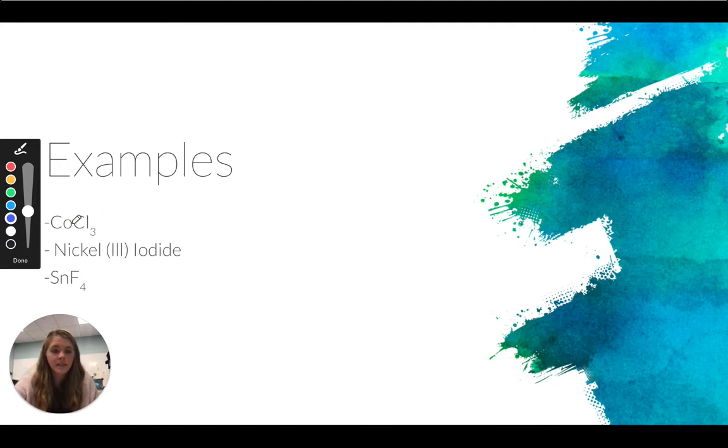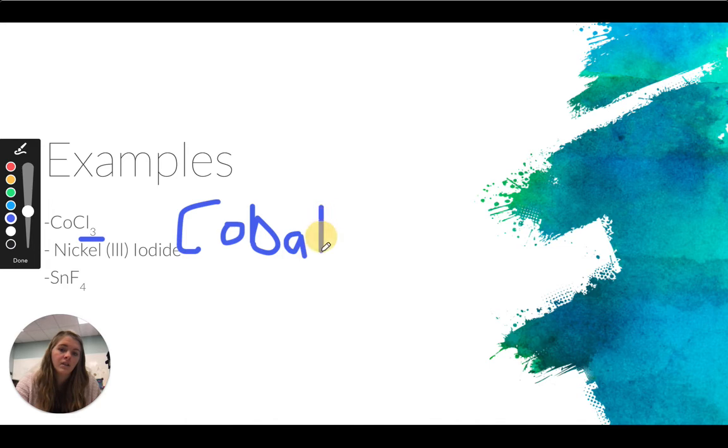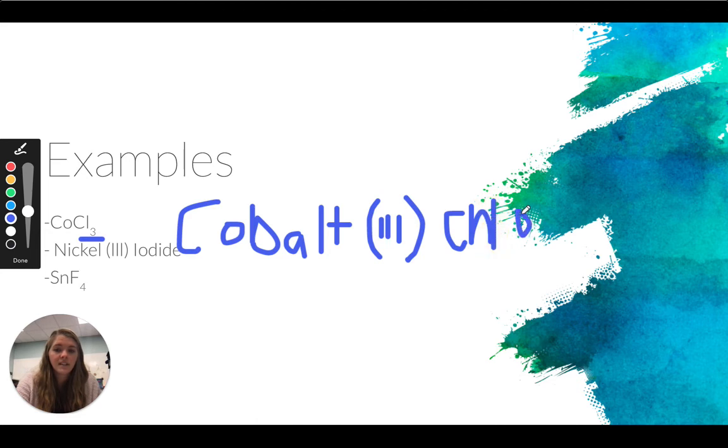So it's telling us that cobalt has a charge of 3. To name this, however, we're not just going to call it cobalt chloride because it doesn't denote that the charge is 3. Instead, we would name it cobalt(III) chloride, because we don't know what the charge of cobalt is, so we have to tell everybody what it is. And notice we're still changing that N to the IDE.